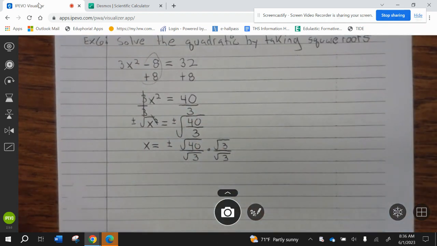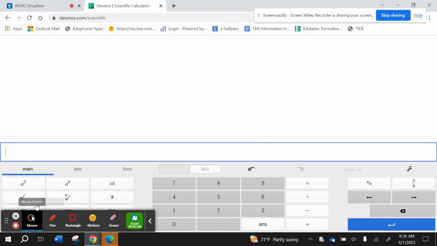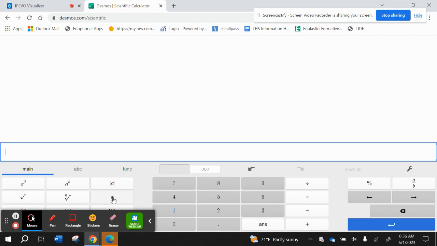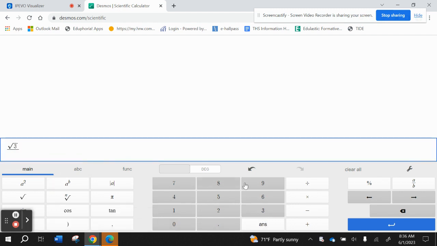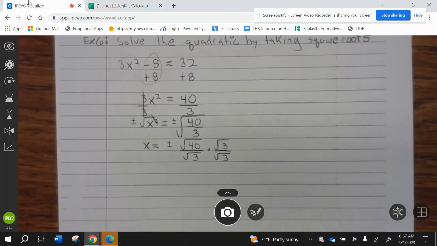Okay, and the reason we're going to do that is, let me clear this out. First off, the square root of 3 divided by the square root of 3 is 1. Okay, so we're not changing the equation. But the reason we're going to do that is because the square root of 3 times the square root of 3 is 3.